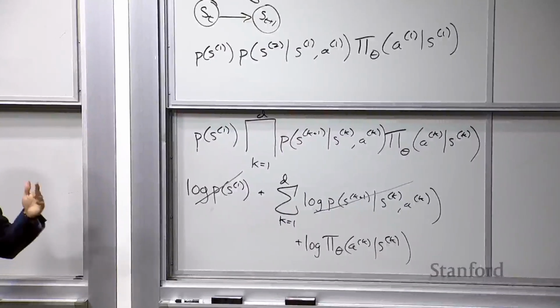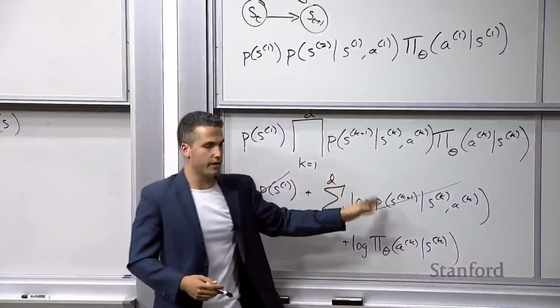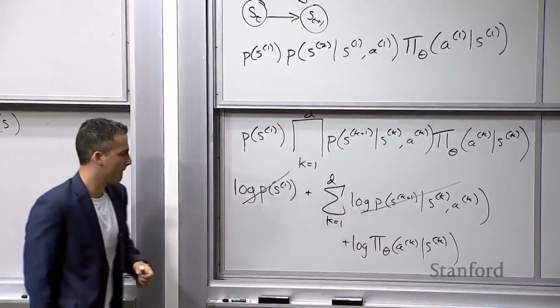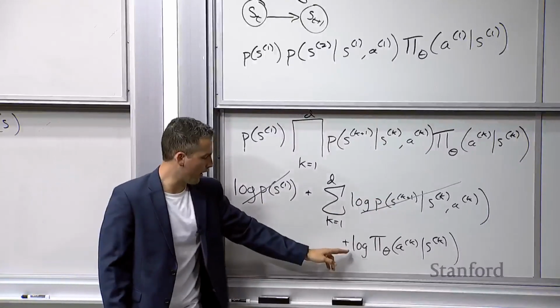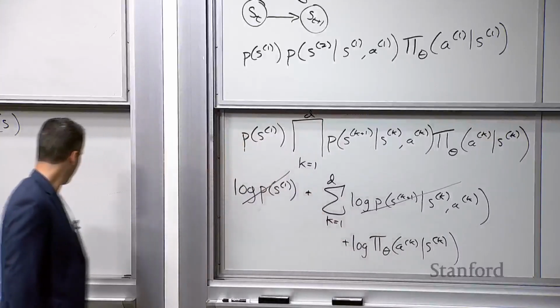That's something you want to keep in mind: when I look at the gradient of this log probability, this transition model does not show up. That's a really nice result for us. So all we're left with now is the gradient with respect to theta of this term. We'll rewrite this over here.